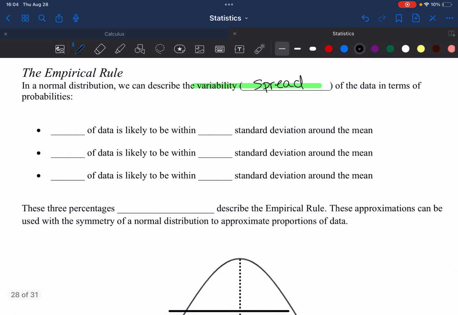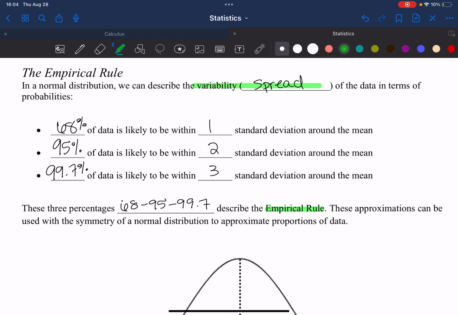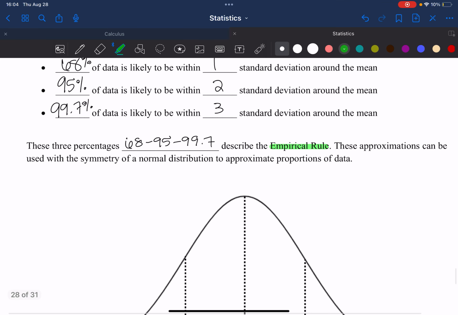So what the empirical rule states is that 68% of the data will lie within one standard deviation, 95% of the data will lie within two standard deviations, and 99.7% of the data will lie within three standard deviations. This is referred to as the 68, 95, 99.7 rule, or in other words, the empirical rule. These approximations can be used with the symmetry of a normal distribution to approximate proportions of data.